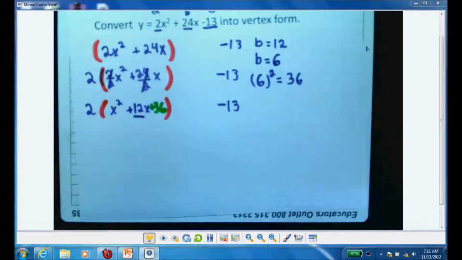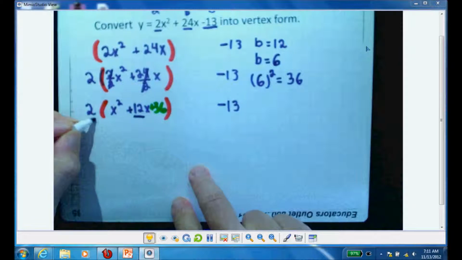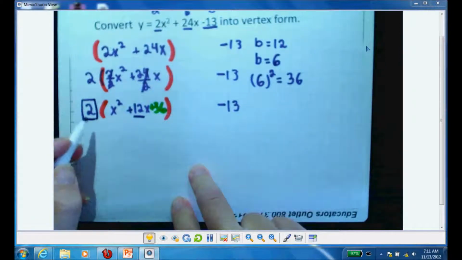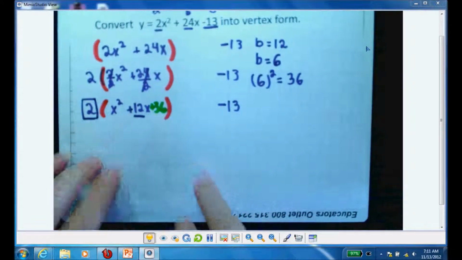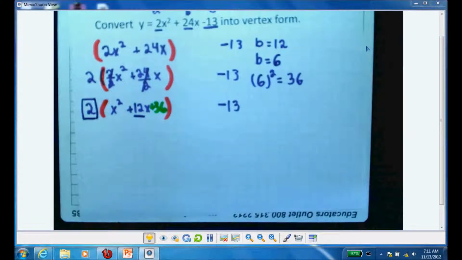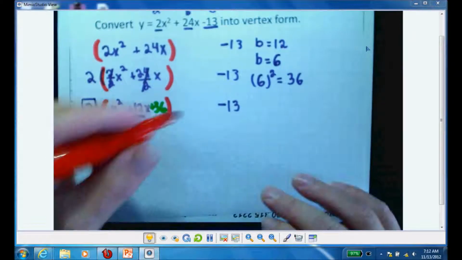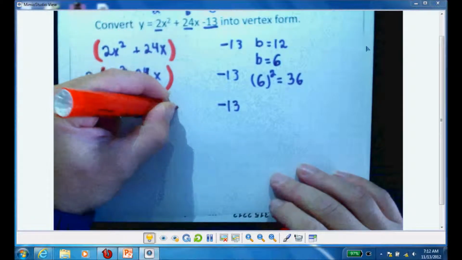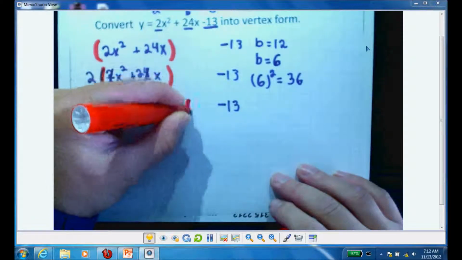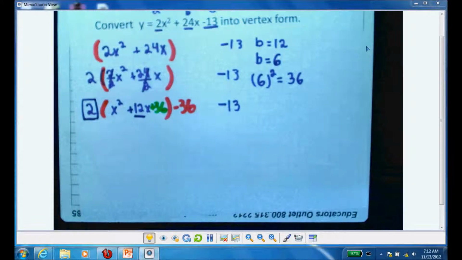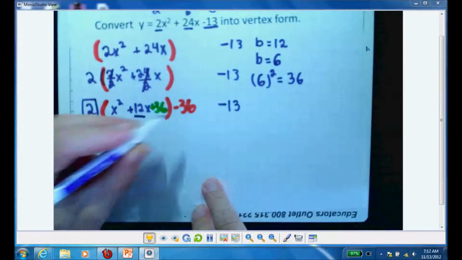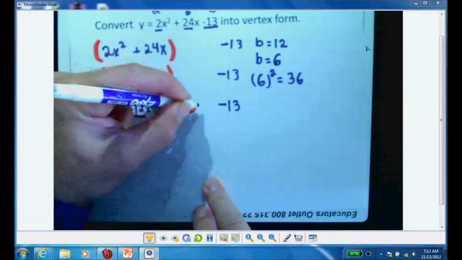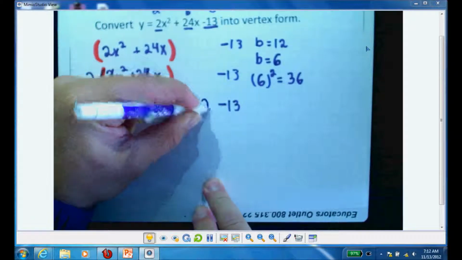Remember this 2 that we started with. Okay, remember that 2 right there? We have to not forget about the 2. And now, yesterday, what did you do with that plus 36? You would have minused it on the outside. Okay? But you also have to remember that because this 2 was right here, you have to multiply it times this 36. So it's going to be minus 36 times 2.